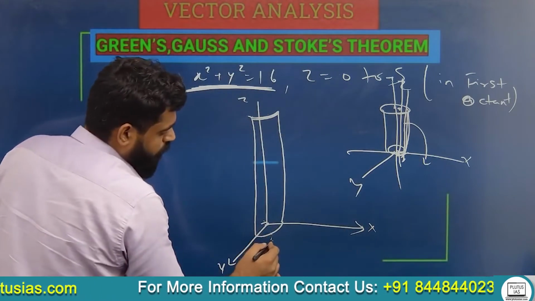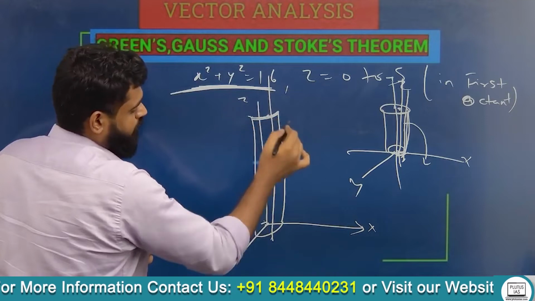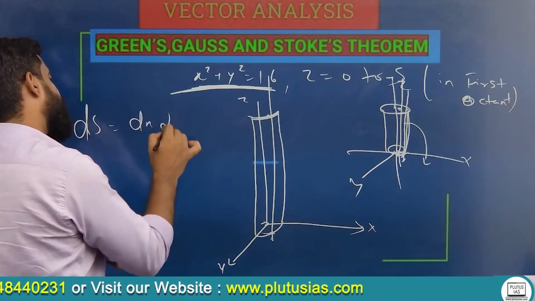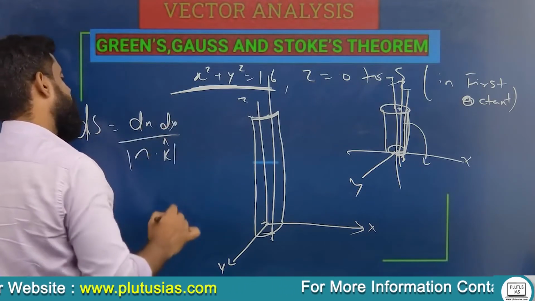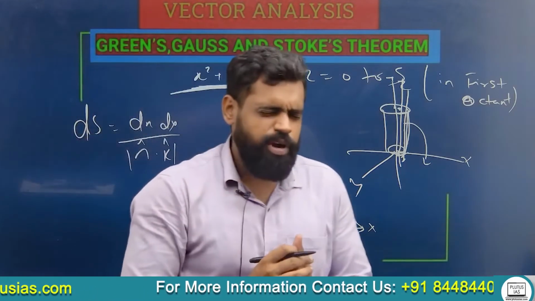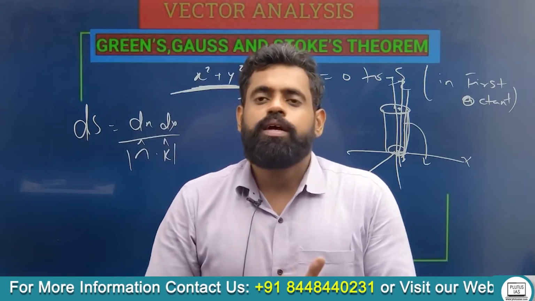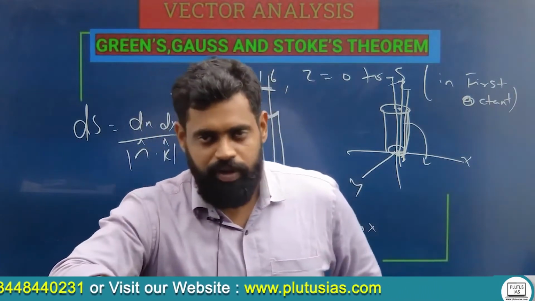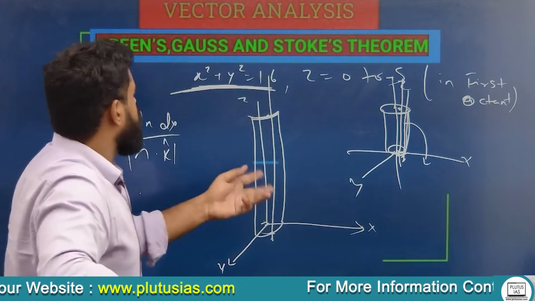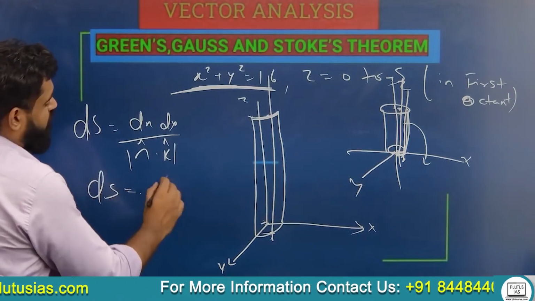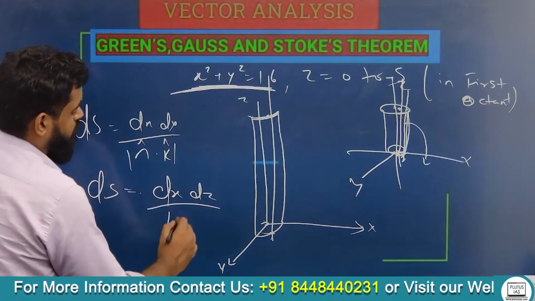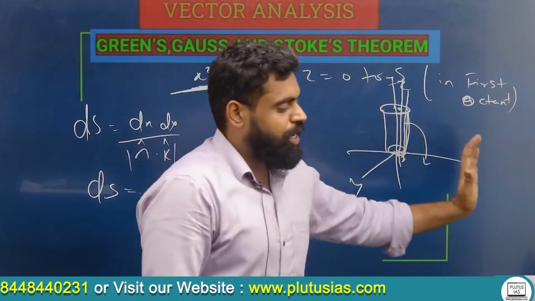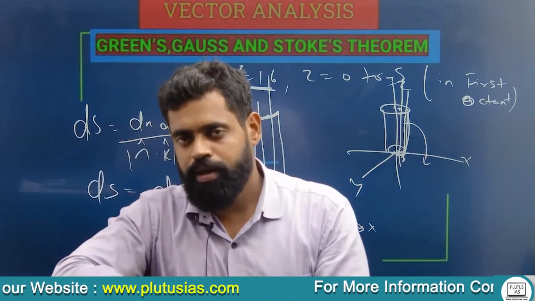If you draw a perpendicular line from the xy plane, it will cut at this point and this point. So in this case you can't write dS equal to dx dy over n dot k. You won't be able to solve that, because the denominator would come zero, and you will be stuck in your examination. So in this case you should take the projection on the xz plane, with dx dz over n dot j. The projection is easily taken on the xz plane.